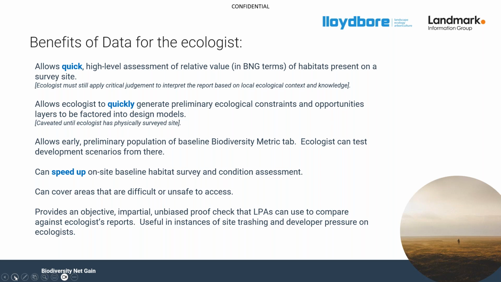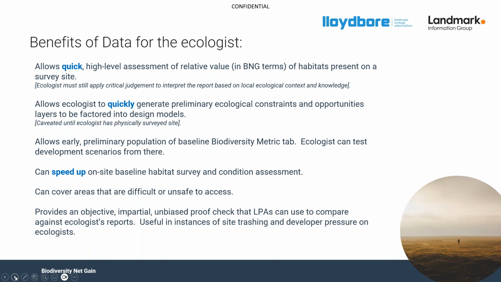So that is really where I think this comes in. It is a way for us to provide quick, high-level, caveated condition assessments that allow us to start identifying where the high condition, low condition habitats are, and to really start informing our design. We can build that into design models that can be used live on constraints and opportunities plans and on parameter plan development, things like that.